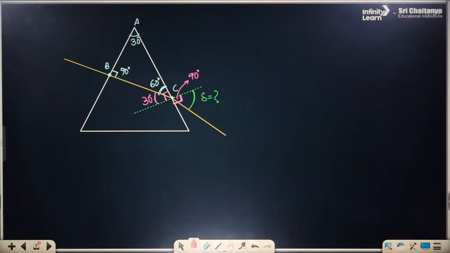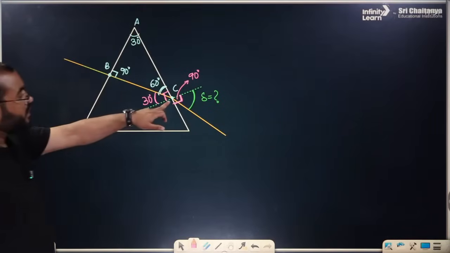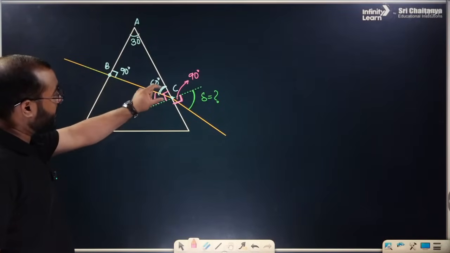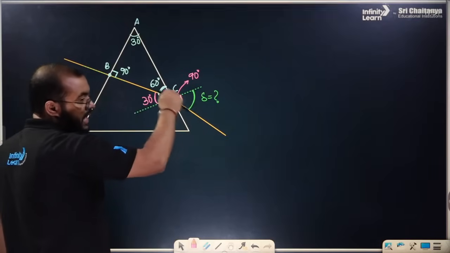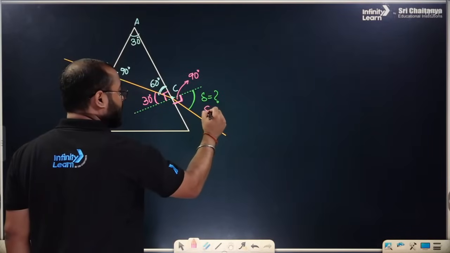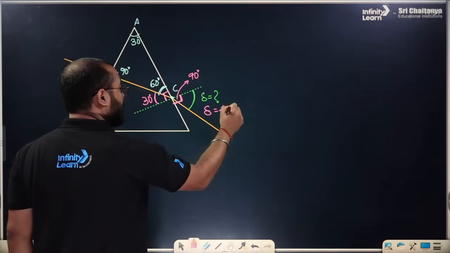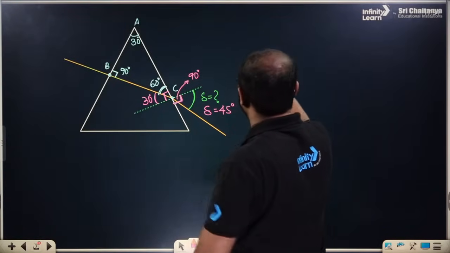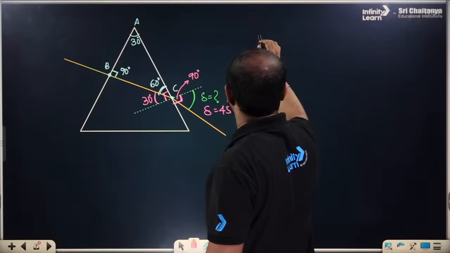How are we going to solve this thing? As we know, this is going to be 90 degree. This is 60, this is 30, 60 plus 30 is going to be 90, 90 and 90. It is going to be the angle bisector. So theta is going to be found out to be 45 by this.